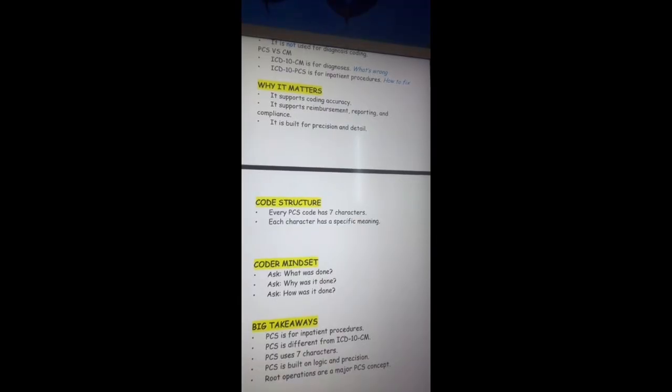It supports coding accuracy. It supports reimbursement. What is reimbursement? How much money the hospital receives for the services they provide. It supports reporting. Remember, there are huge databases in the federal government with the CDC, with the World Health Organization. These codes are captured and they are data driven as well. They know how many people had heart transplants, down to the city, down to the zip code, down to the region, because of the codes that the inpatient medical coders are coding.